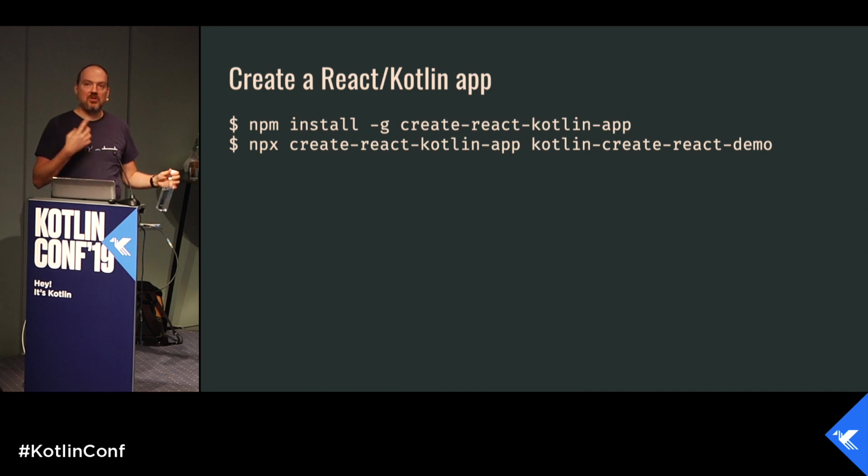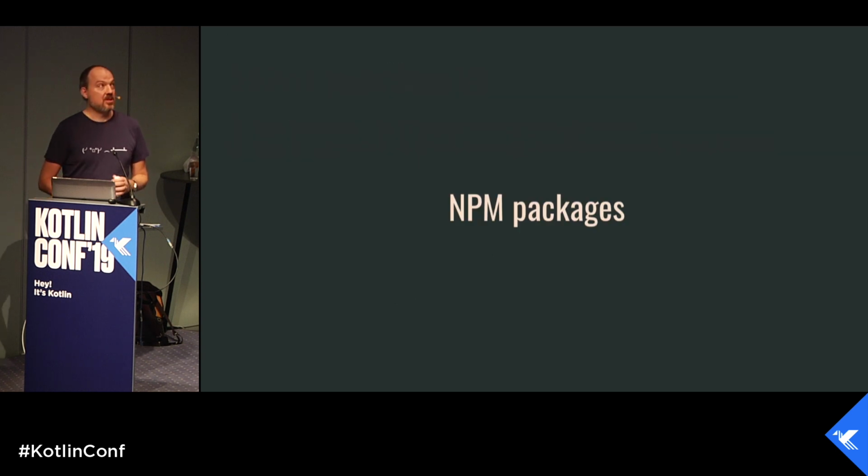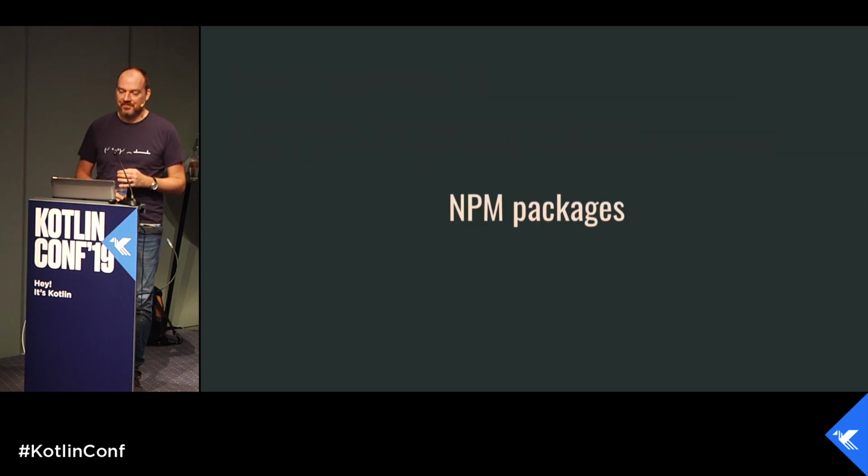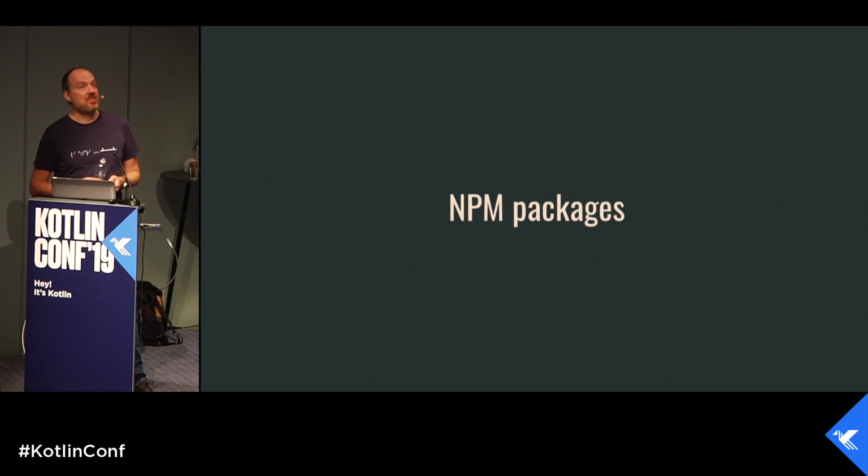Now here you're missing out. You're not using Gradle to bundle all these things, so I'm not sure if this is the best way to use Kotlin for developing web applications, but it's there. So npm packages. How do you add dependencies to JavaScript libraries? How do you use an existing JavaScript library in Kotlin?